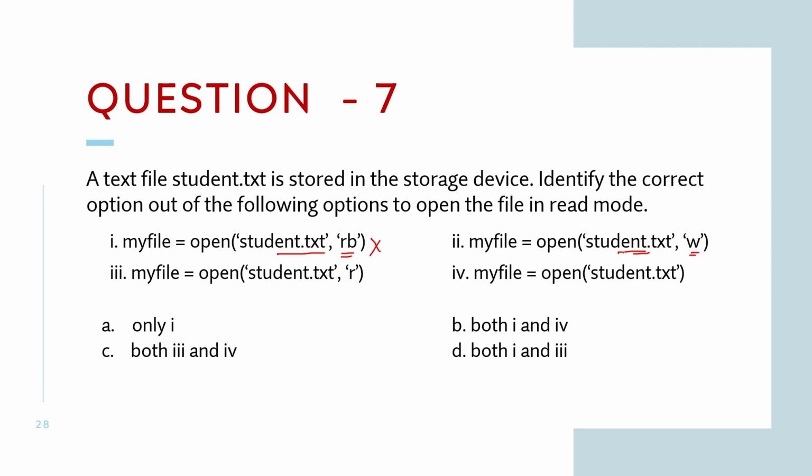Now coming back to the third part, we need to open a text file in read mode. This is the correct one. Okay. And similarly, in the fourth one, since no access mode has been provided, the automatic default mode is read mode. So both options number 3 and 4 are the correct ones. Hence, option number C is the correct one.